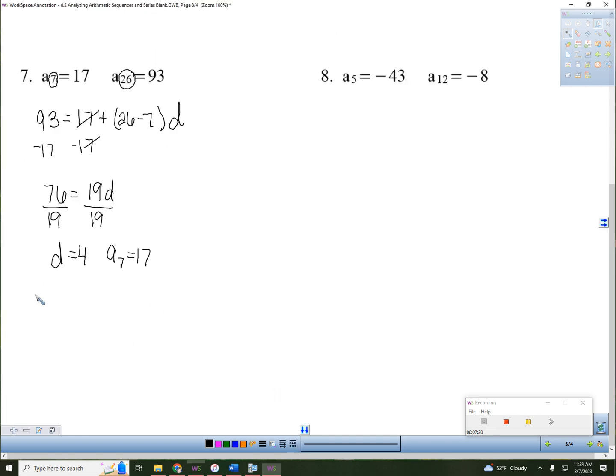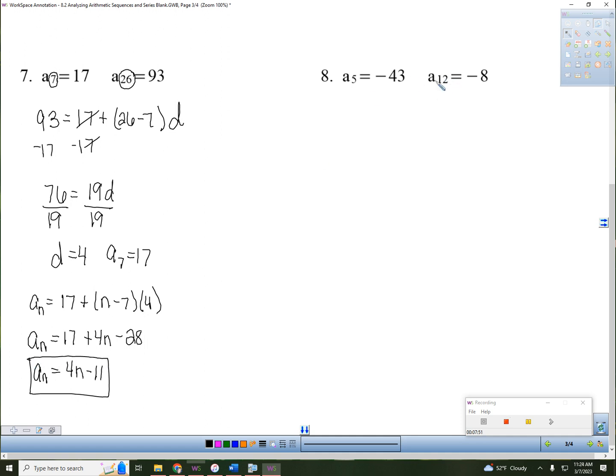All right, so a sub n is equal to 17 plus n minus, this is the 7th term, times 4, and then I'm just going to simplify. So that gives me 17 plus 4n minus 28. Put it in order, combine like terms, and we get 4n minus 11.